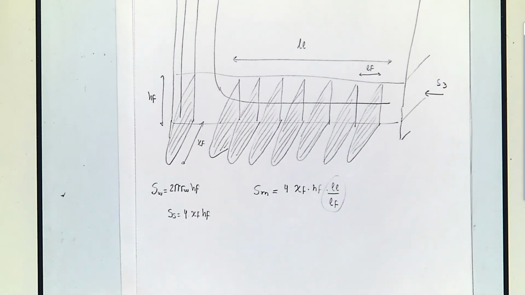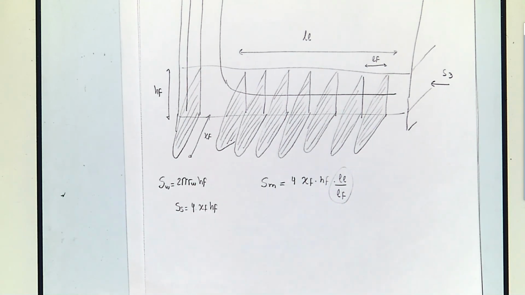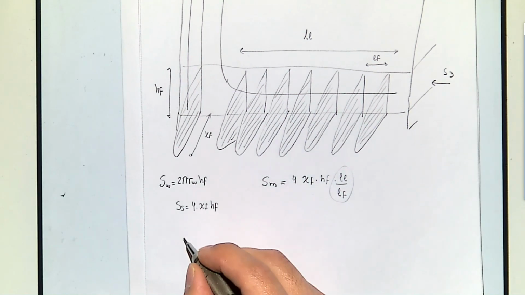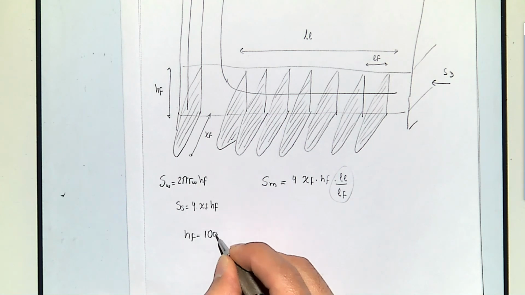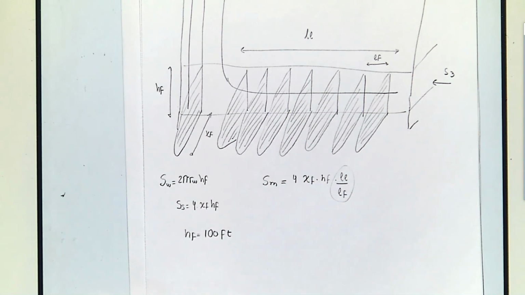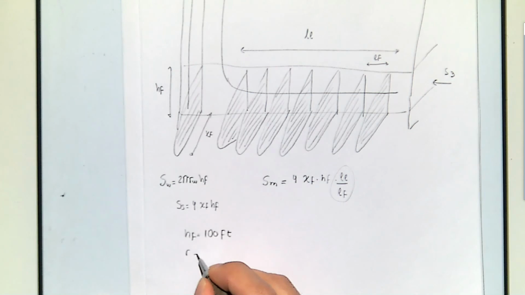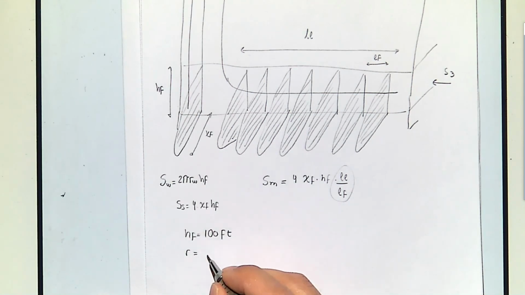So let's do a quick exercise. Let's imagine a pay, just to make some numbers and to have an idea about what these numbers are. The pay is 100 feet. The radius of the wellbore is ½ foot. The length of the lateral, let's say it's 5,000 feet.